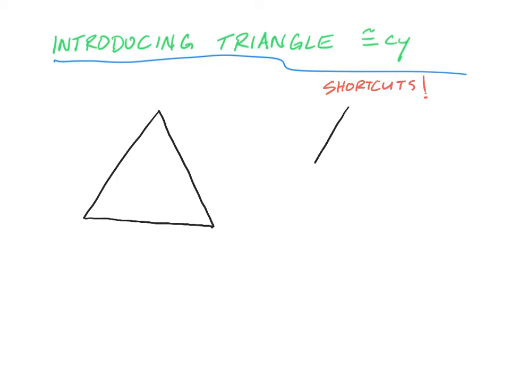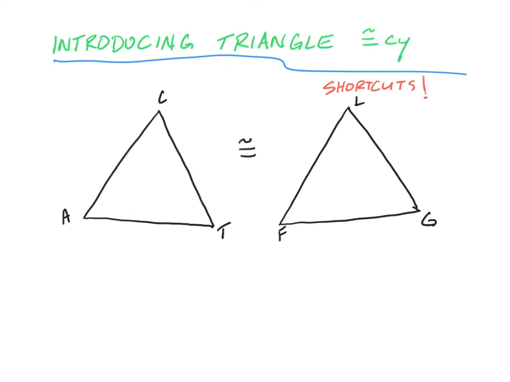And even though they're not congruent, we're going to assume so. So let's do triangle ACT and triangle FLG. And we're going to say that these triangles are congruent. So these are congruent. But now the question is like, how are they congruent?